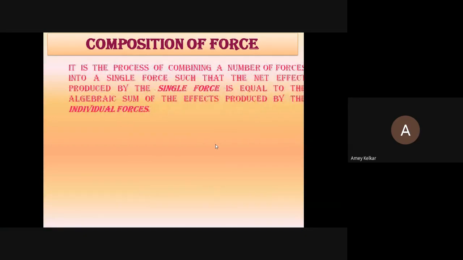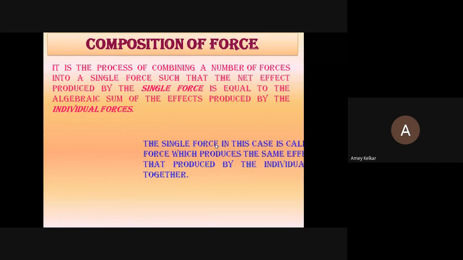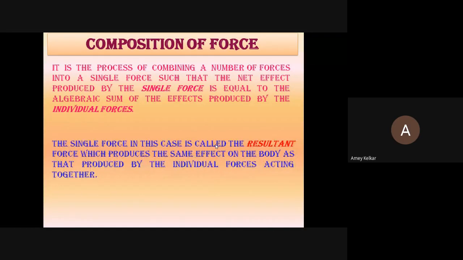Now we'll go to composition of force. It is a process of combining. Composition means combining a number of forces into a single force such that the net effect produced by the single force is equal to the algebraic sum of the effect produced by individual forces. The single force in this case is called the resultant force, which produces the same effect on the body.